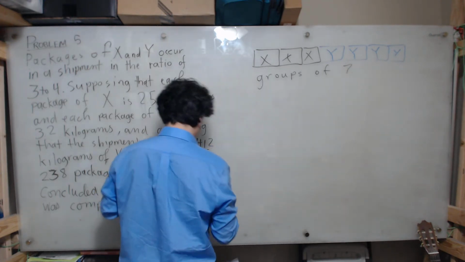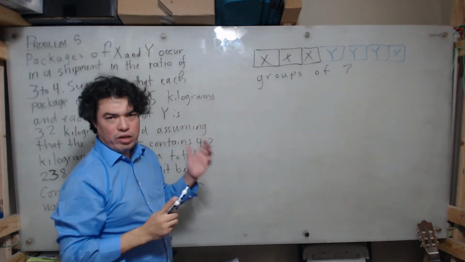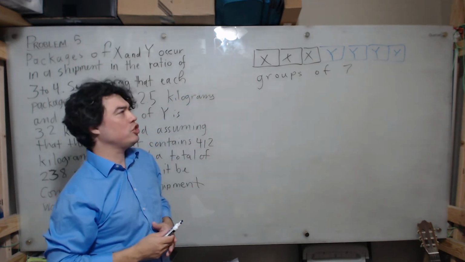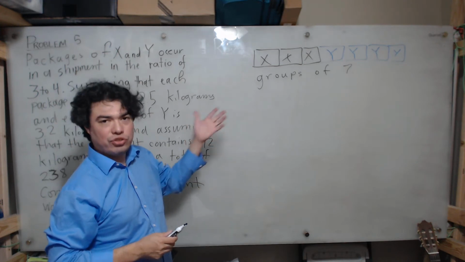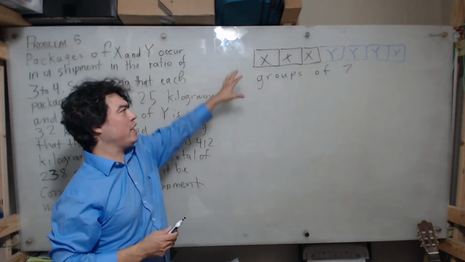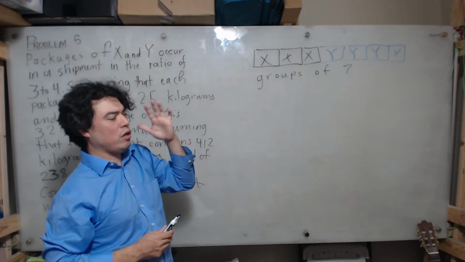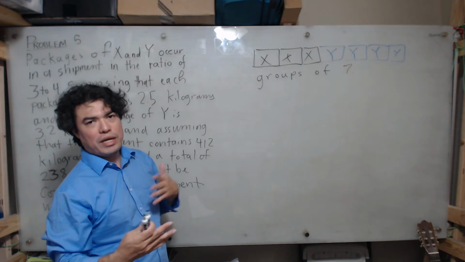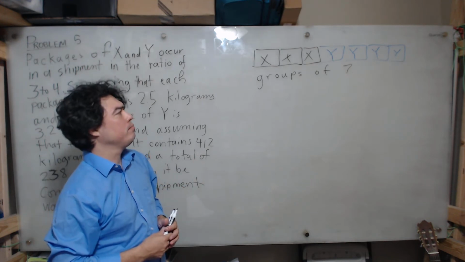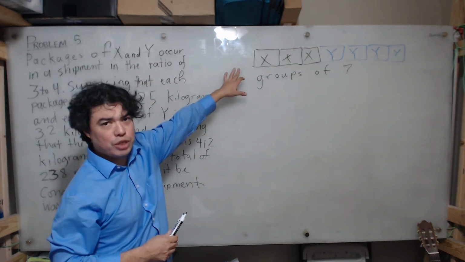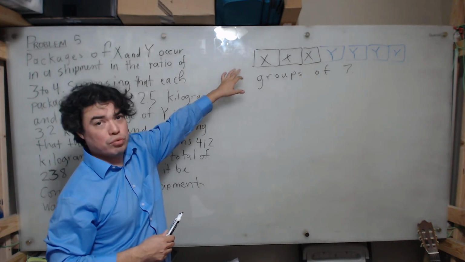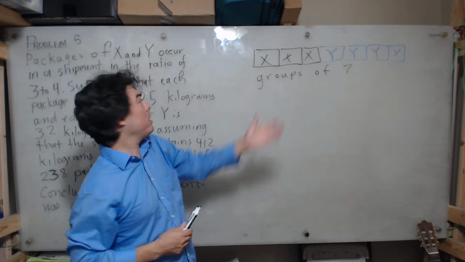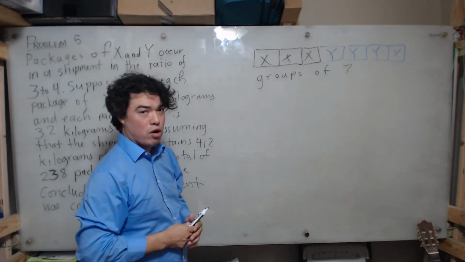And by the way, I want to point out something I haven't pointed out in the previous problems: I want you to notice how I draw a picture to capture what the ratio relationship is. Of course, this is not strictly necessary, but I've done this intentionally because I always want you to think of a math problem, or any kind of problem in everyday life, in as many ways as possible. So we can see that the shipment can be grouped into groups of 7 like this because of the ratio: 3 packages of X for every 4 packages of Y.